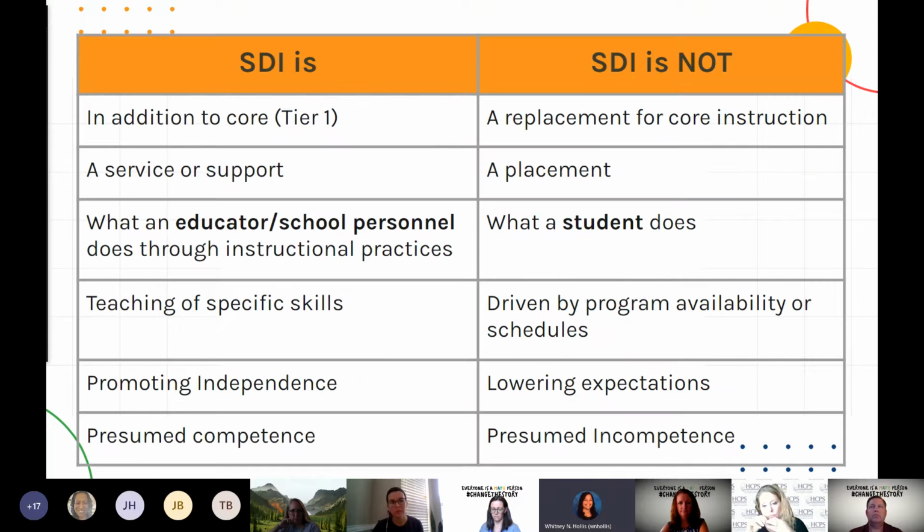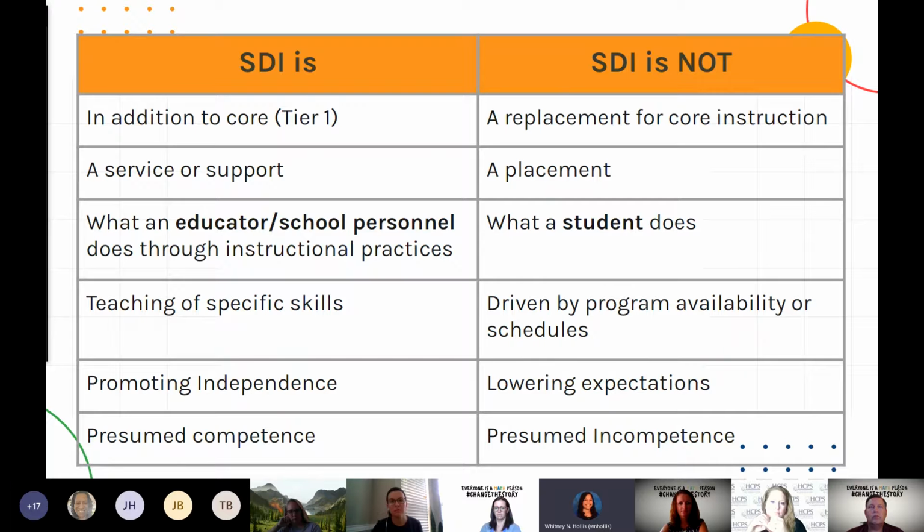So here on this slide is kind of just a chart. It breaks down what SDI is and what it's not, just to give you guys a better idea. So SDI is in addition to the core Tier 1 teaching. And I think Ms. Badea mentioned this in the chat. It's a service or a support. It's what an educator or school personnel does through instructional practices, and it's teaching of specific skills that a student requires. Promotes independence and presumed competence.